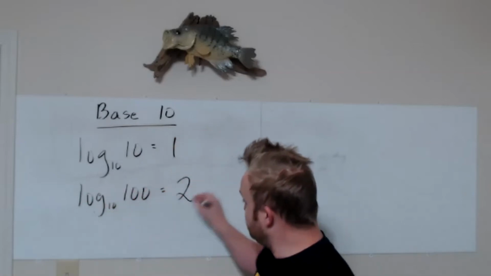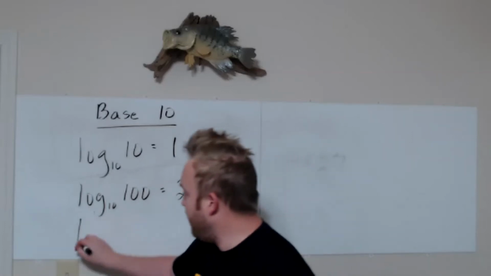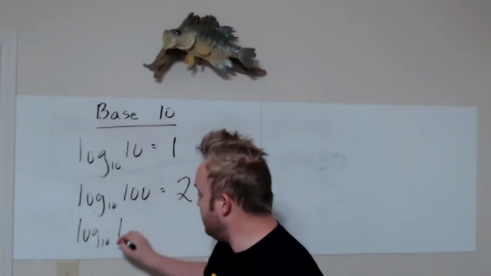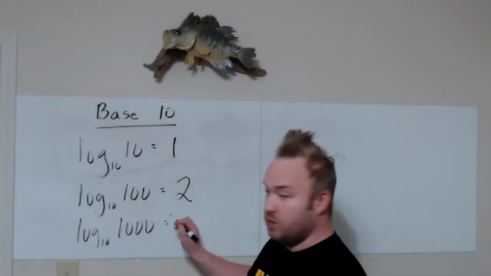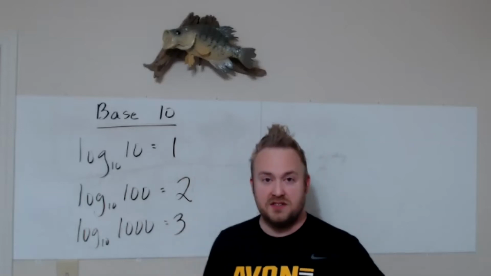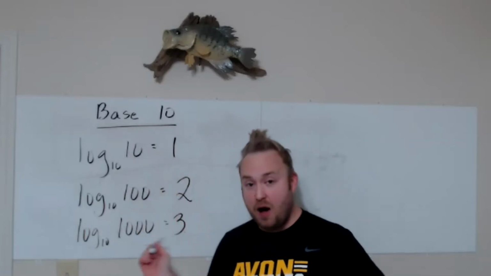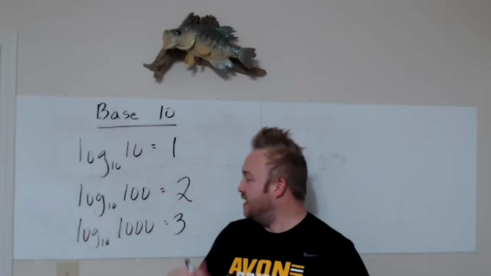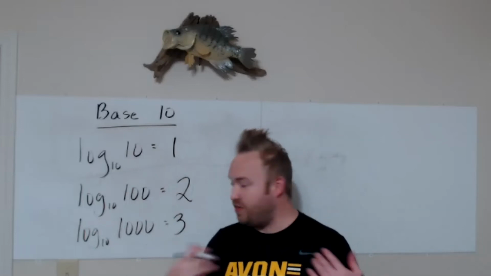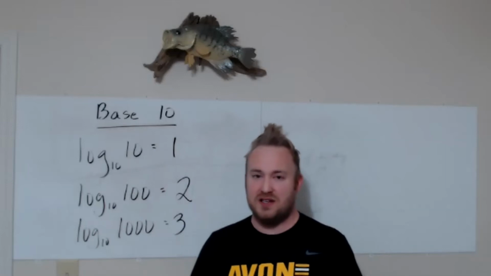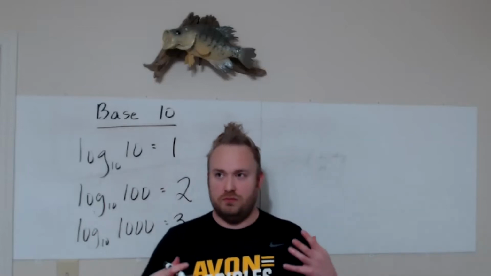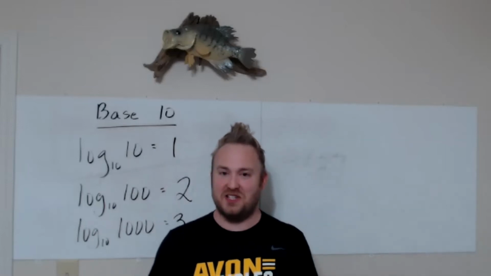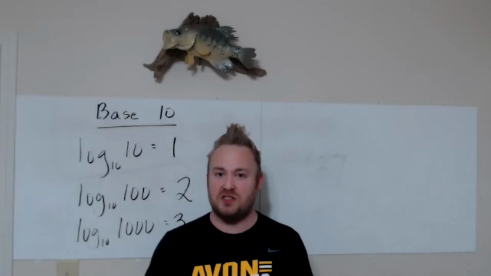Well, 10 squared is 100. How about log base 10 of 1,000? Well, 10 to the third is 1,000. These powers of 10, 10, 100, 1,000, 10,000, 100,000, are very useful numbers in our decimal system, right? We talk about powers of 10 a lot.